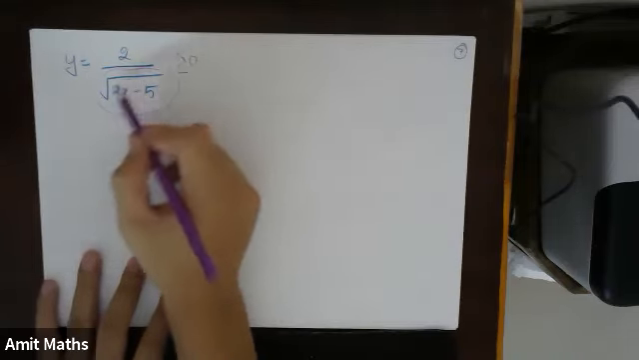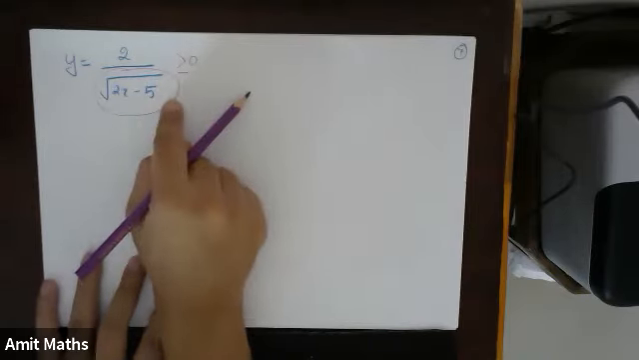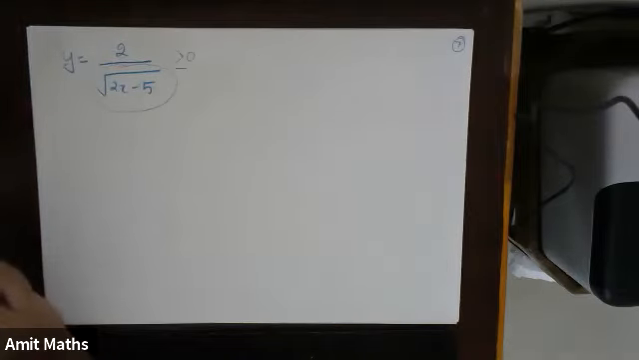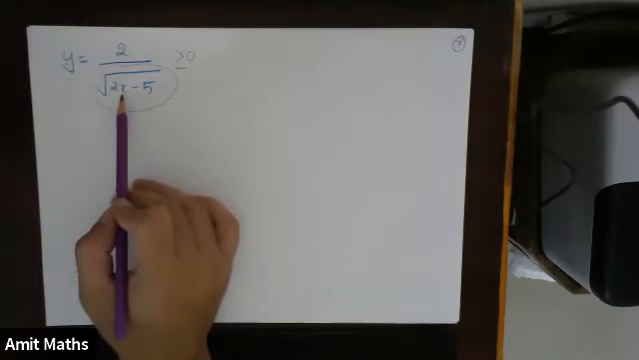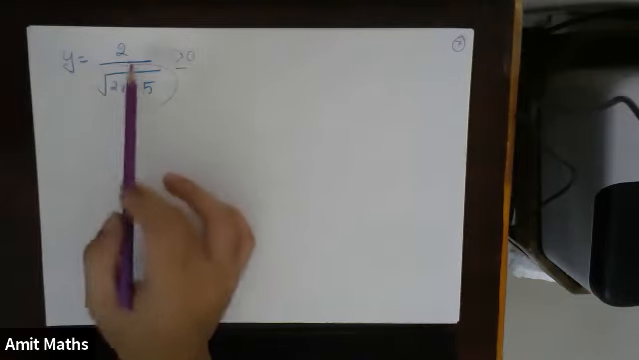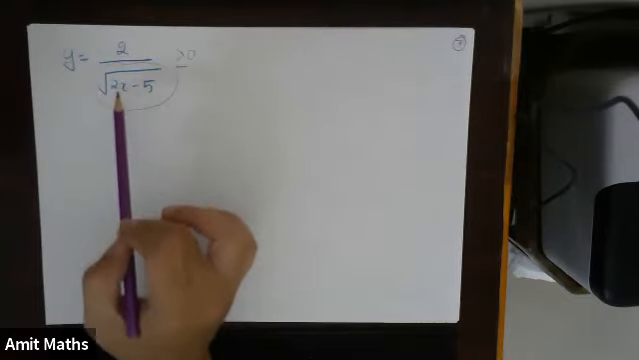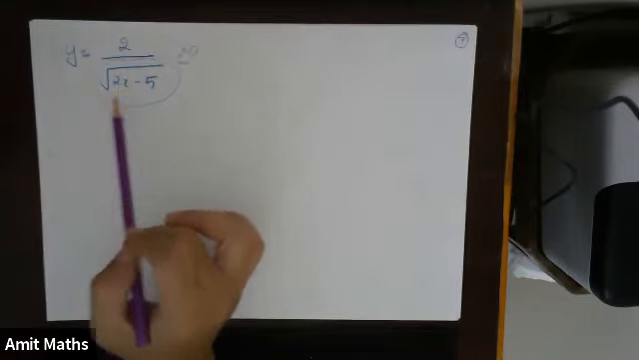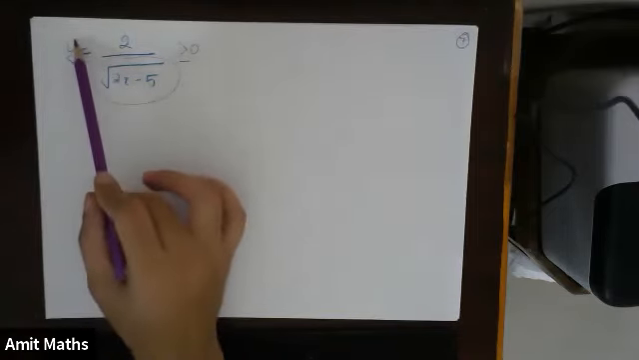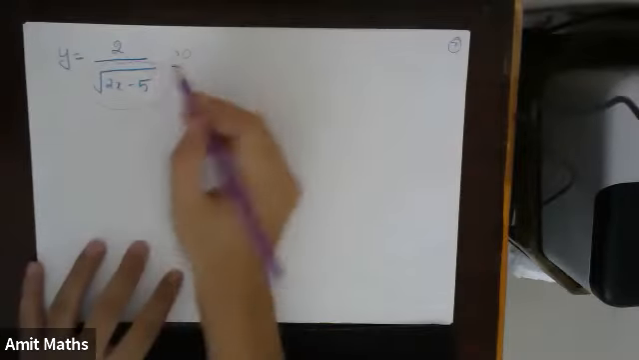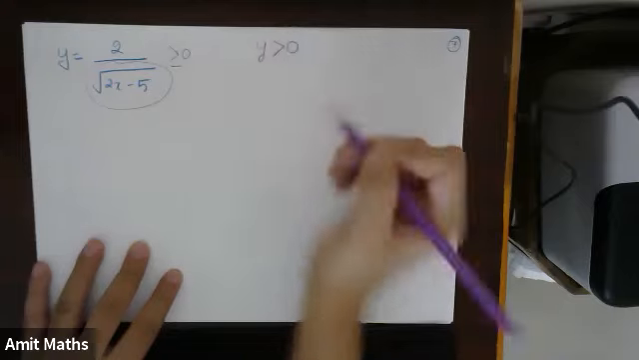Why? Because this is in the denominator. No matter what value you substitute here, even if you substitute a very, very large number, if you substitute x to be 10,000, 15,000, 20,000, 1 lakh, 1 crore, whatever it is, this value will tend to infinity as x tends to a very large number. But this y will never be equal to 0. So the first condition which we have on y is that y is greater than 0.